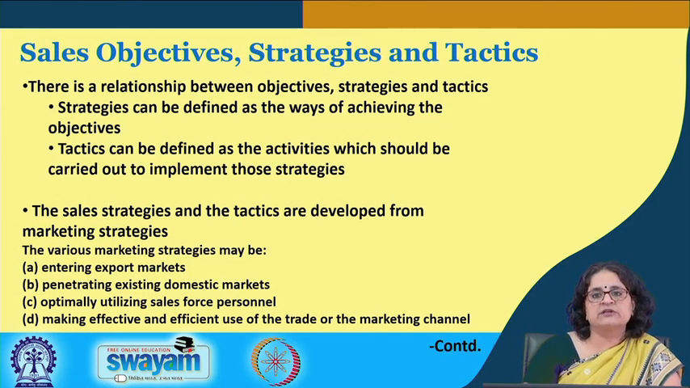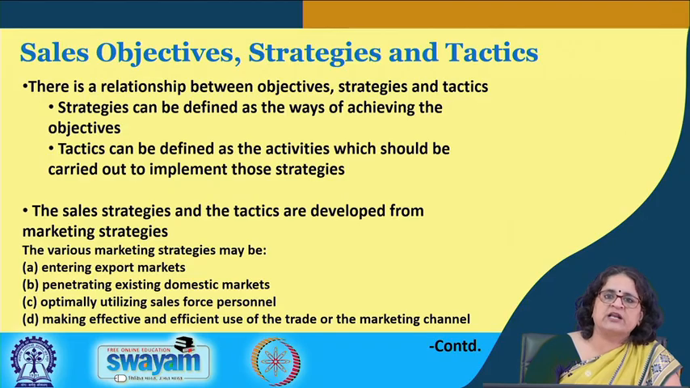Now there is a strong relationship between the objectives, strategies and tactics. Strategies are defined as the ways of achieving the objectives, and tactics are defined as those activities which should be carried out to achieve the strategies. So, in order to achieve your strategies, you require tactics. Tactics will help achieve your strategies, and these strategies will help achieve your sales objectives and your marketing objectives.